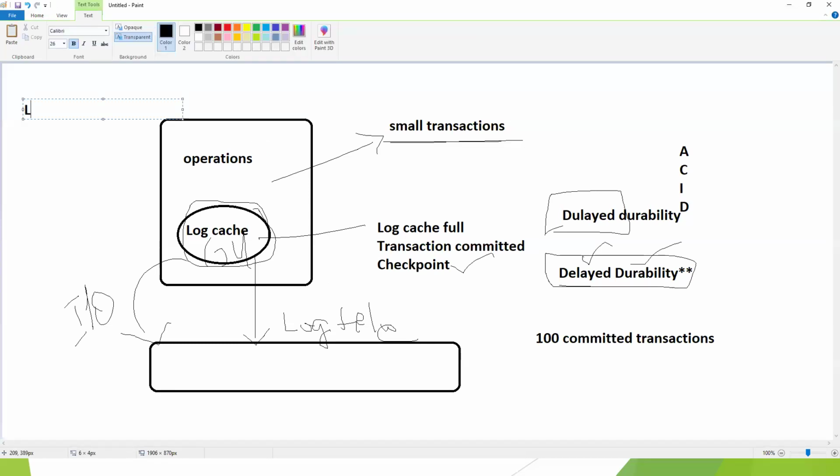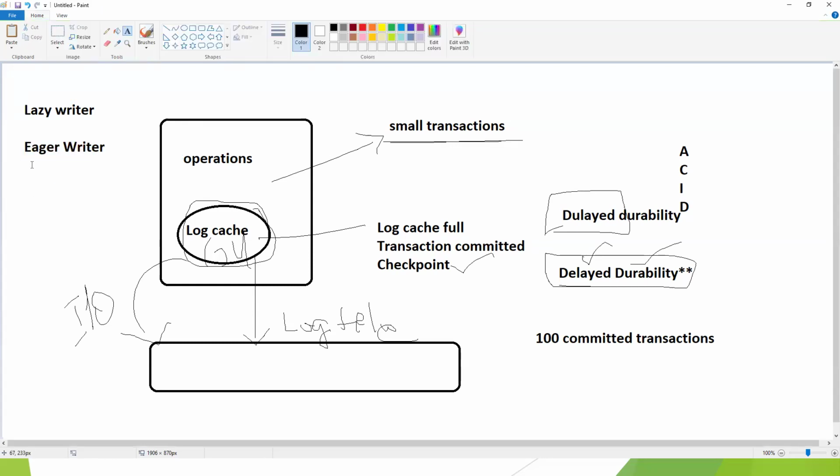And like the lazy writer, we have something called the eager writer. I don't know how many of you have heard of the eager writer. It checks if there are any bulk operations that we perform. If pages are modified by a bulk operation, let's say SELECT star INTO or BULK INSERT, those pages will be flushed from the data cache to the data file using the eager writer.